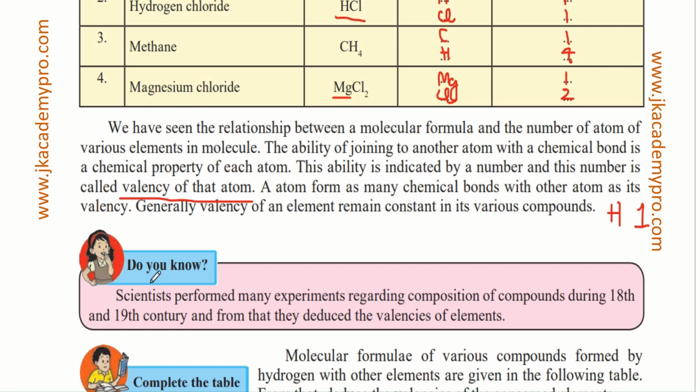Do you know? Scientists performed many experiments regarding composition of compounds during the 18th and 19th century. And from that, they deduced the valency of elements. So, how did we come to know that hydrogen has a valency of 1? This is because of scientists that have performed many experiments and seen what are the composition of many compounds. And that is how now we know the valency of every compound and every element.